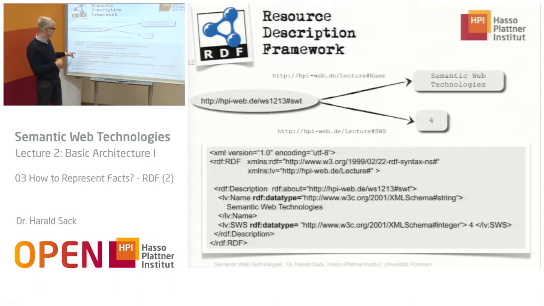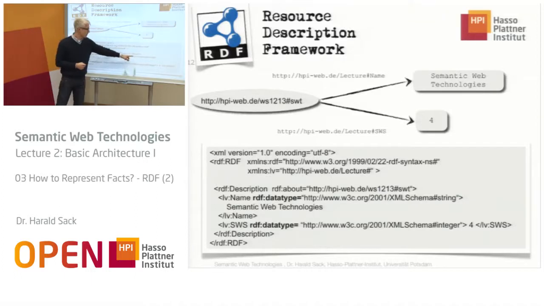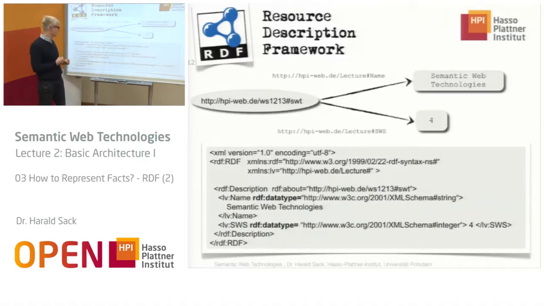And here, for example, I'm using the name of the lecture, the lecture name. Please remark that I have a prefix defined here for the lecture URI. So therefore, I only need the prefix and then the name. And then I state that this data type property, this literal I'm referring to, has a specific data type, and here it's RDF data type, the code word, the attribute for that. It's an XML schema defined string, and the string is Semantic Web Technologies.